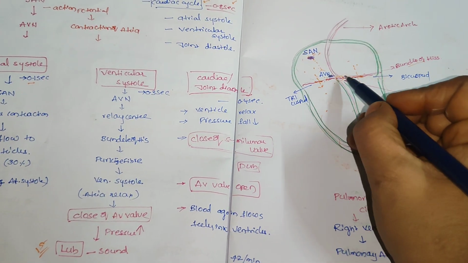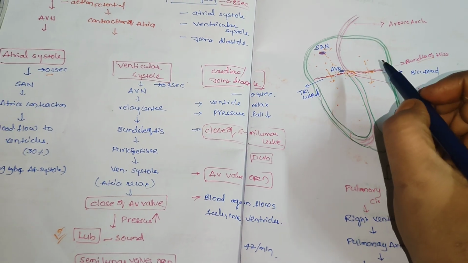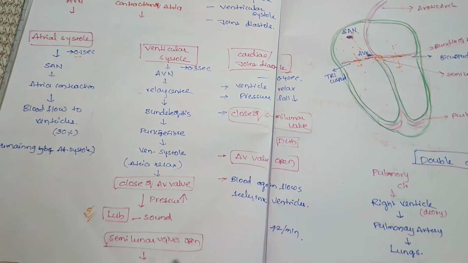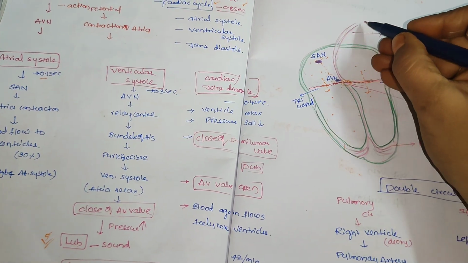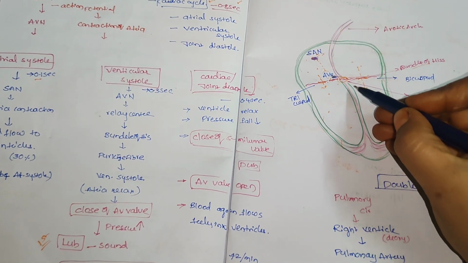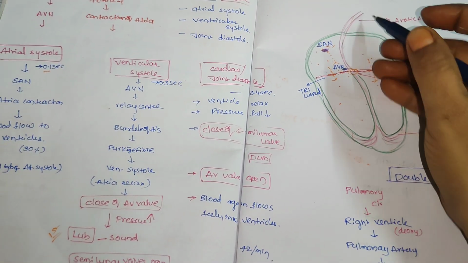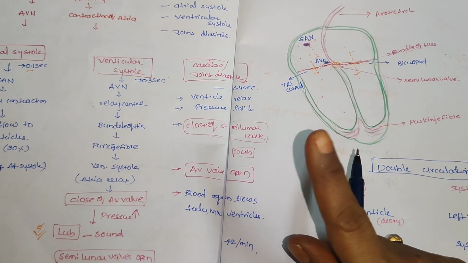Then the AV valves close and the semilunar valve opens. Very important for MCQs also. That sound is called the lub sound. So then the blood will enter into the aortic arch. Why? Because these are closed. Then the pressure increases and the blood will enter into the aortic arch. That is ventricular systole. The first sound starts, that is lub.